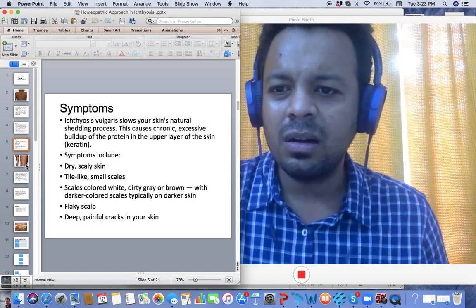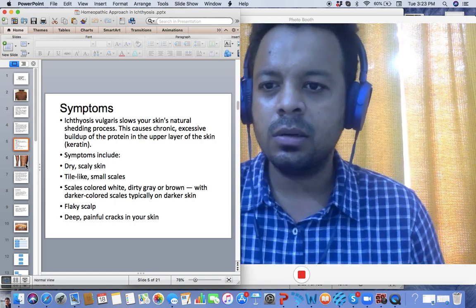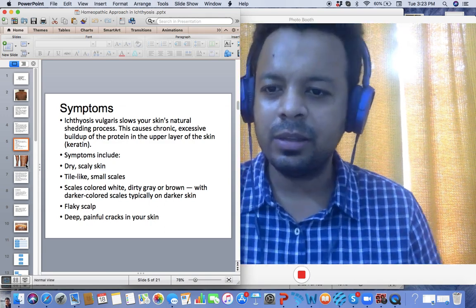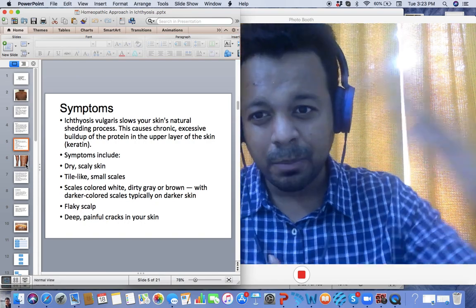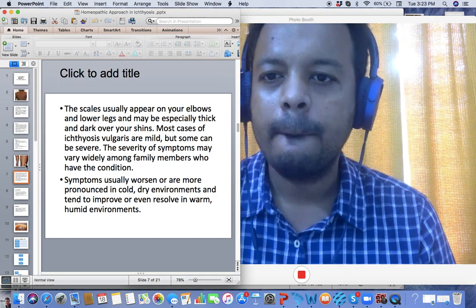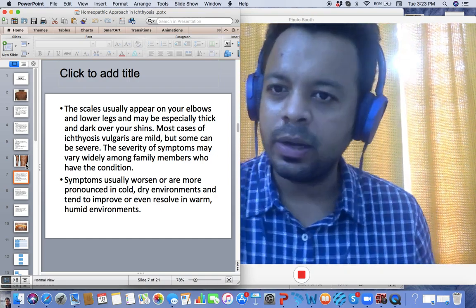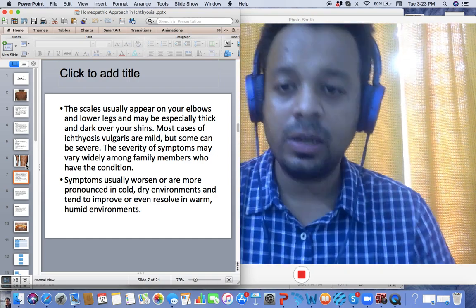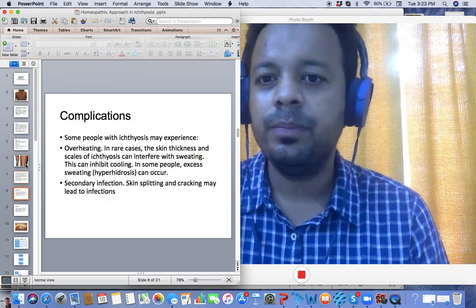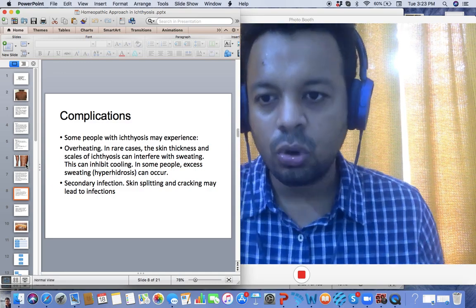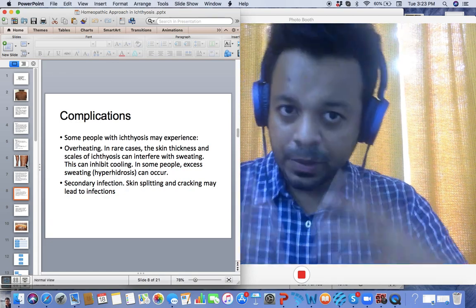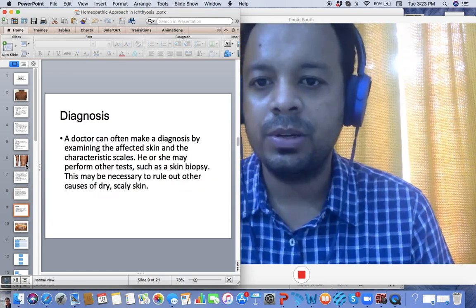The main symptoms are tile-like small scales and dry, scaly skin. The scales are the main thing. Sometimes there is flakiness, and in a bad case there could be a few cracks. Typically you will see it in the lower legs and sometimes in the upper limbs also, and it is more common in cold climates. Normally they don't cause any major issue, but sometimes there can be a secondary infection. Optically it may not look very good, so that's what patients come for.